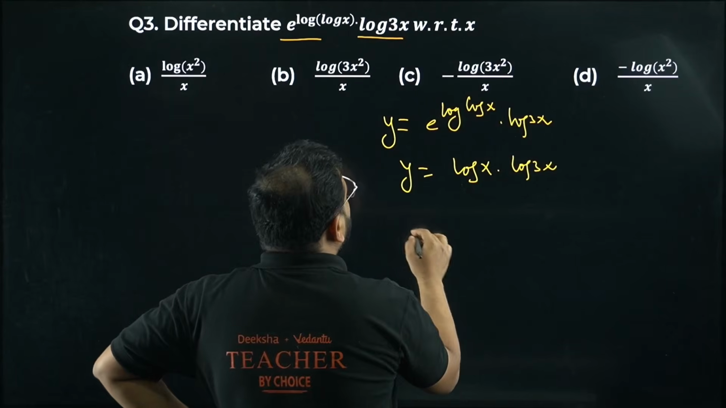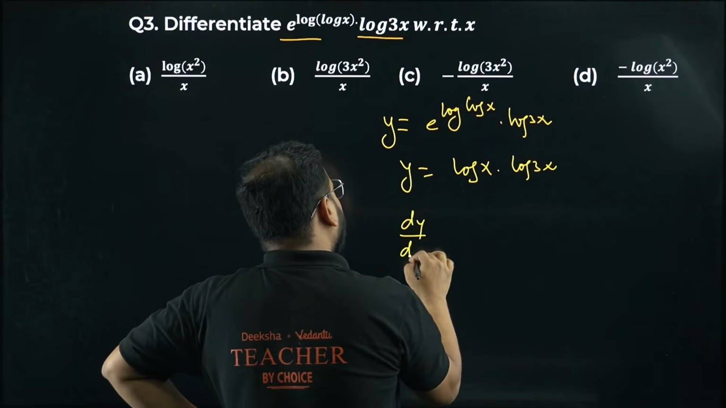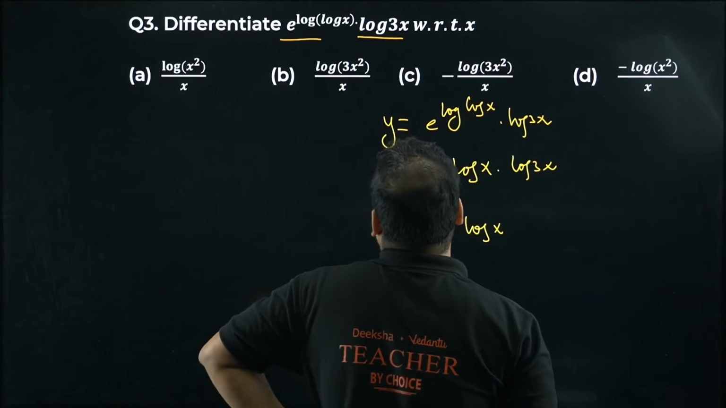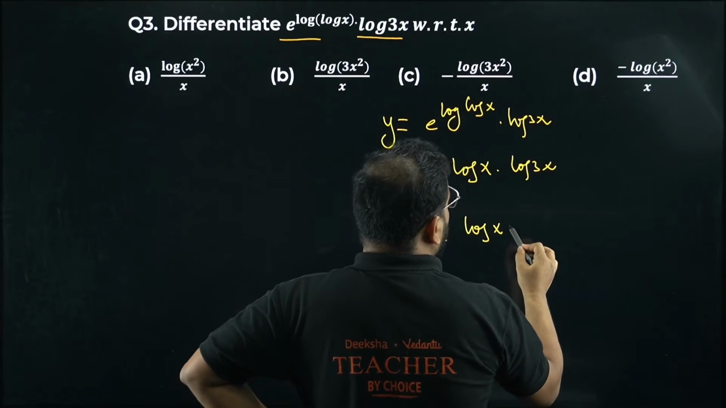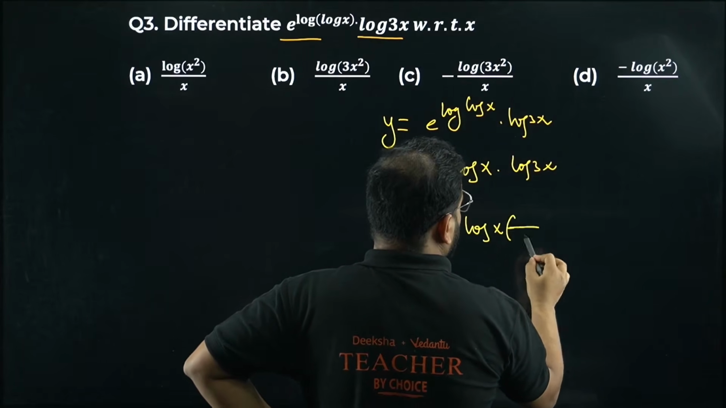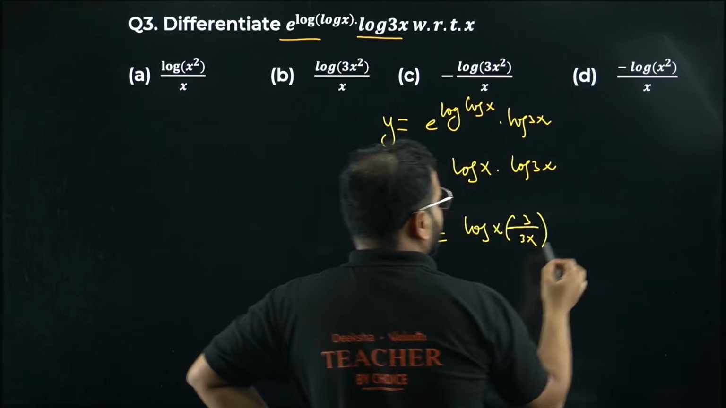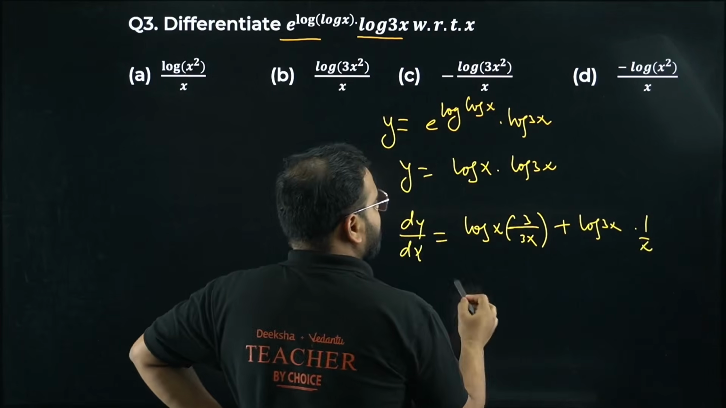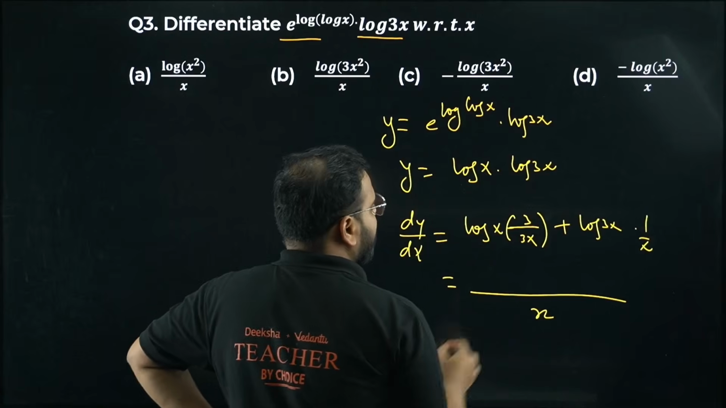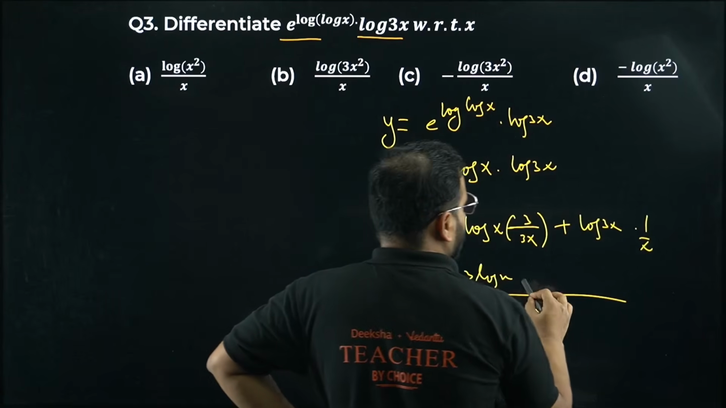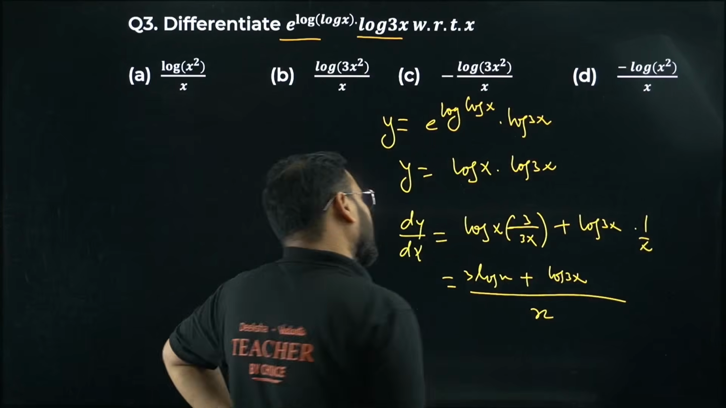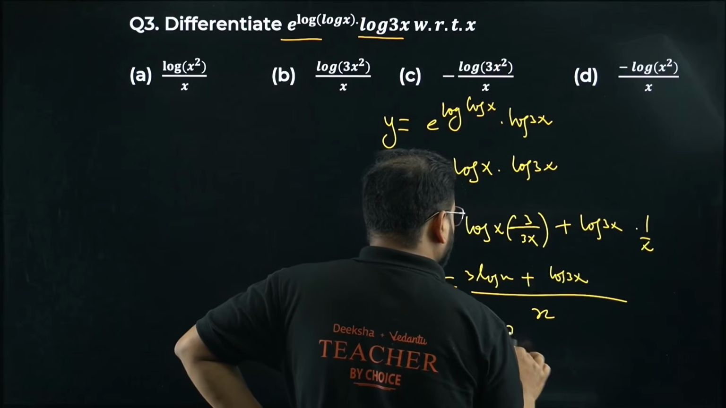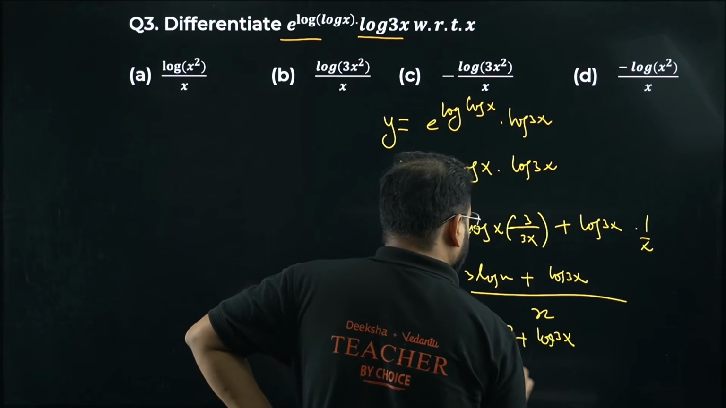What are you going to do? Differentiate it. It will become dy by dx equals, apply the product rule over here, keep log x as it is. Differentiation of log 3x will become 1 upon 3x into 3. Plus log 3x as it is, times 1 by x. So the LCM is x. What I get is log x with the 3 plus log 3x. What I'm getting over here is log x cube plus log 3x divided by x.